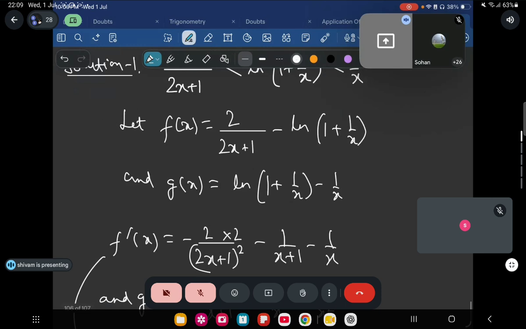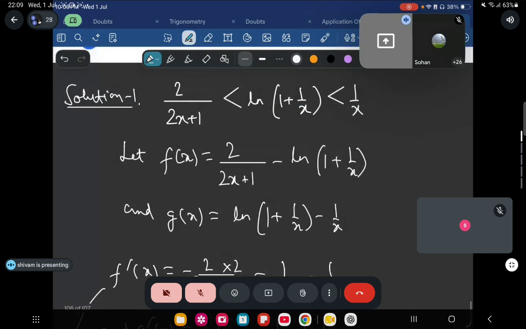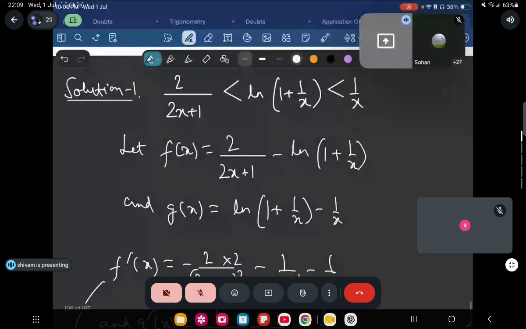Am I doing it correctly? 2 by 2x plus 1 minus ln 1 plus x. Oh, over here I've made a mistake.